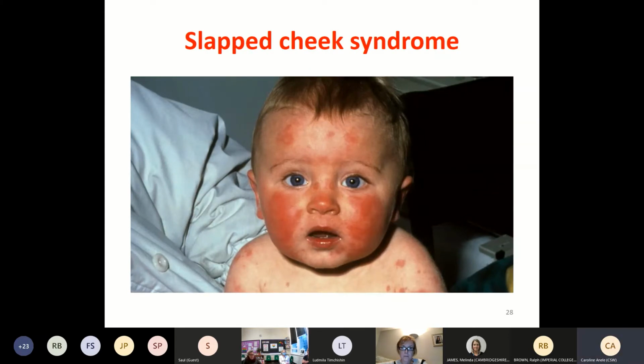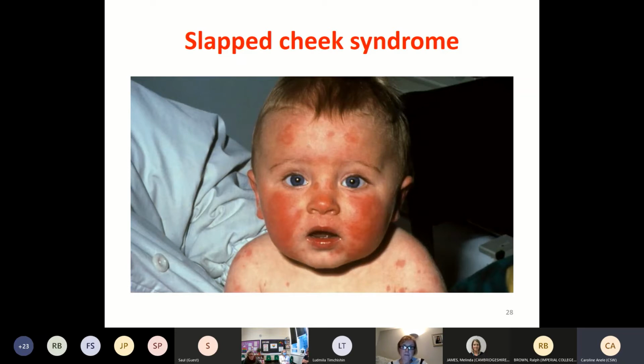Slapped cheek syndrome. Slapped cheek syndrome is a common infection in children, which usually will pass off for a normal child. But remember, a child with sickle cell disease is, as we said, vulnerable to infection, and the other issue is that if they get infected with this condition, it arrests the bone marrow, so the bone marrow is unable to produce red blood cells, and already this child is anemic, and so they become more anemic and might need blood transfusions.